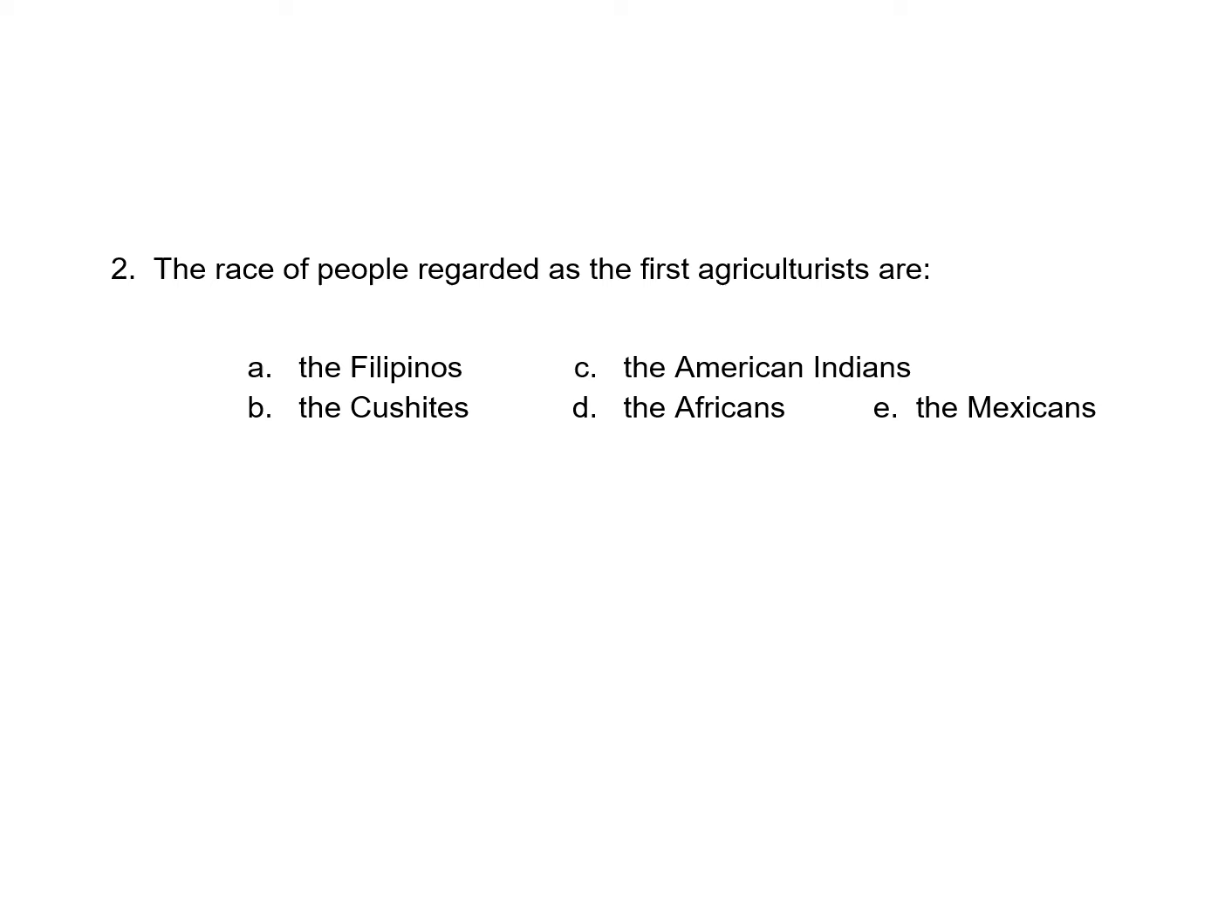Number two, the race of people regarded as the first agriculturists are A. The Filipinos, B. The Cushites, C. The American Indians, D. The Africans, or E. The Mexicans. The answer is the Cushites.